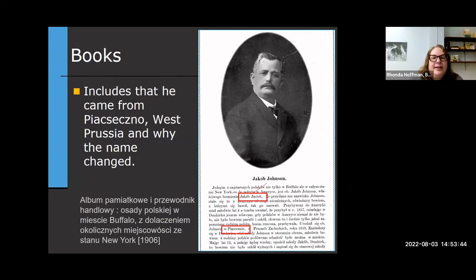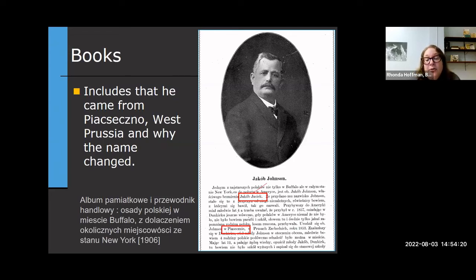This is one for one of my ancestors. This is one of my families that went by two names. They went by Johnson and they went by Jasiek. Jacob Johnson is a great uncle of mine, and he was a business owner in Buffalo. And this sketch says that he's from this location, I think you would say Piesnico, something like that. I'm sure I said it wrong, in West Prussia.